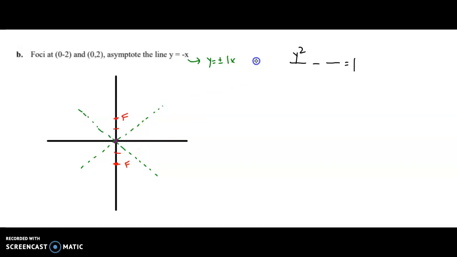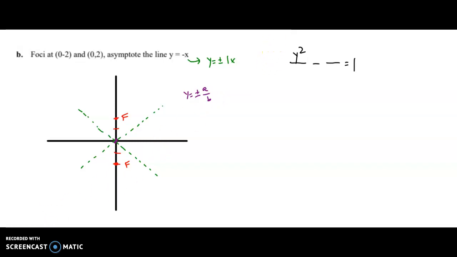And so, well, that must mean that if it's 1, that means A and B have to be equal to each other. Because remember, for the asymptote line, in this case, it's y equals plus or minus A over B. But if we know that the slope is 1 and negative 1, the only possible solution, or logical conclusion, is that A and B must be equal to each other.